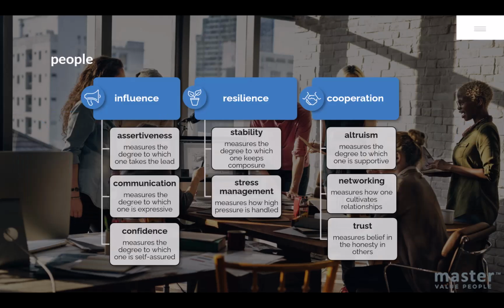The first dimension, influence, is measured by assertiveness, communication, and confidence. Assertiveness measures the degree to which one takes the lead. How decisive am I? How much do I take charge? High scores here are often beneficial for managerial roles, where clear, direct leadership is essential.